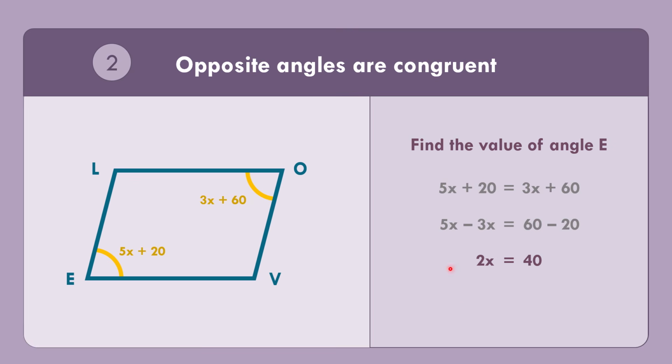And then to solve for the value of x, let us divide both sides by the numerical coefficient of x, which is 2. So 2 divided by 2 is 1x, and 40 divided by 2 is 20. So the value of x is equal to 20. Let us now identify angle E.